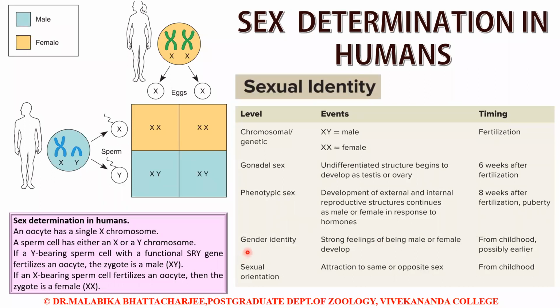Gender identity: usually a male will have a strong attraction for a female. This is the usual pattern, and sexual orientation is attraction to the same or the opposite sex. Gender identity is a self-identity, strong feelings of being male or strong feelings of being female.